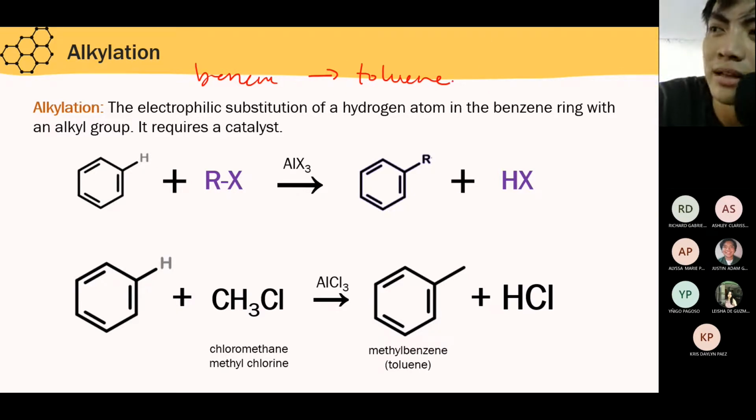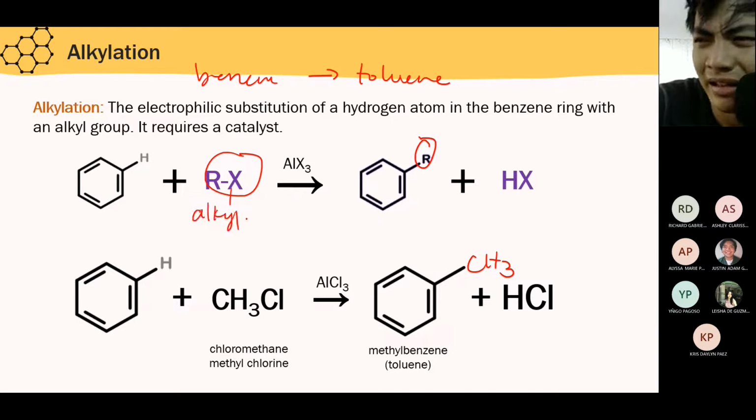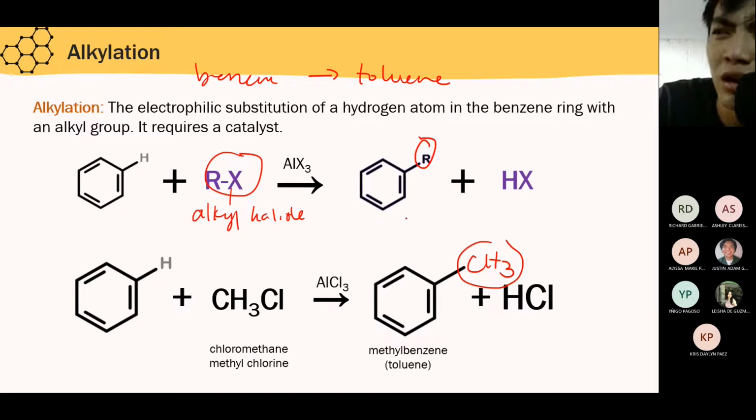Di ba toluene ang nasa dulo nun ay CH3? Okay? So, kung ano yung alkyl group na gusto mo idugtong sa benzene mo, yun yung gagawin mong, ang tawag dito, alkyl halide. Okay? So, ito yung alkyl halide. Kung ano yung carbon groups na gusto mo idugtong, yun yung R. Ito yung carbon group na gusto mo idugtong sa benzene mo, yun yung ilalagay mo na alkyl halide. And then yung X, kahit anong halogen yan, usually ginagamit is chlorine.